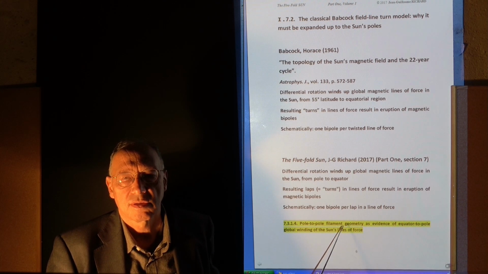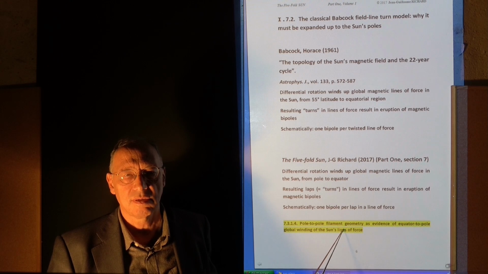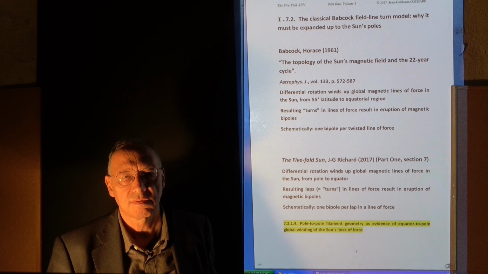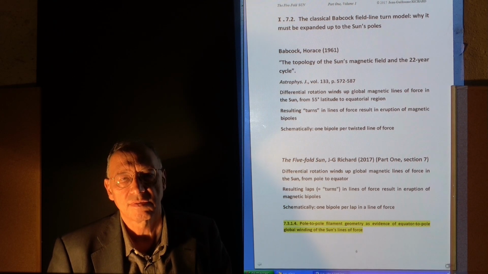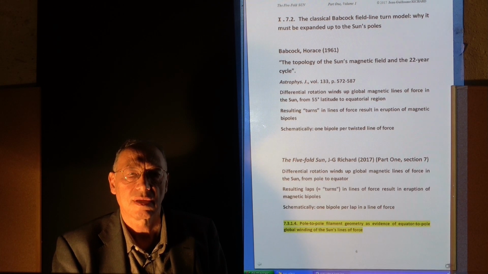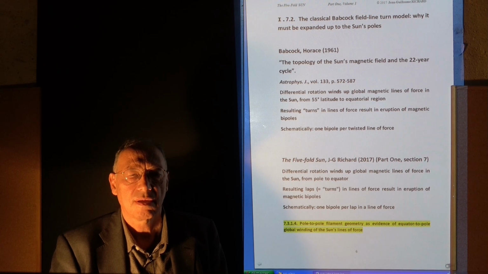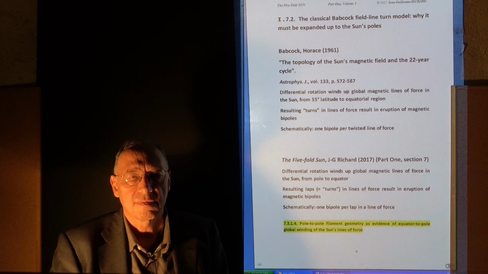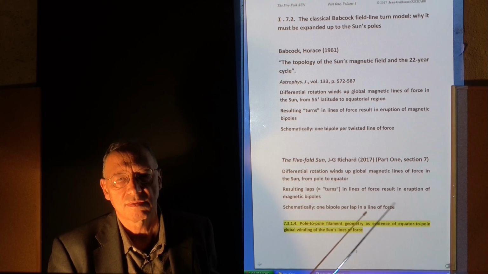First piece of evidence tending to demonstrate that we have to look at the entire 90-degree span from equator to pole and not restrict ourselves to only 55 degrees of a winding span, is that in filament geometry at the surface of the Sun, we can see these giant filaments that extend across almost the entire hemispheric solar surface. And these filaments seem to span the entire 90 degrees of the northern hemisphere and 90 degrees of the southern hemisphere.